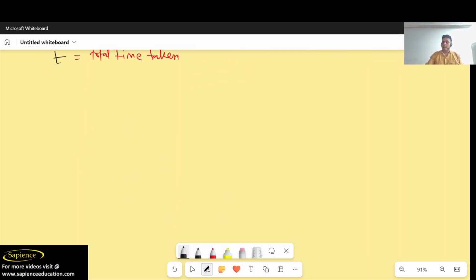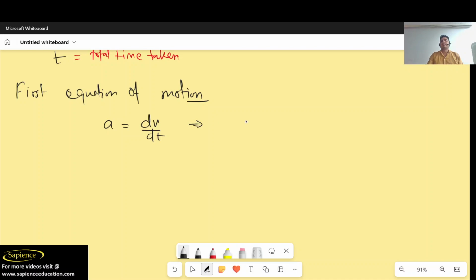First of all, as you know what differentiation and integration are, I will use differentiation and integration. First, I will derive the first equation of motion. How will I derive this? Now tell me, what is acceleration? Acceleration is the rate of change of velocity, dv by dt. Can we write this as a dt equal to dv?